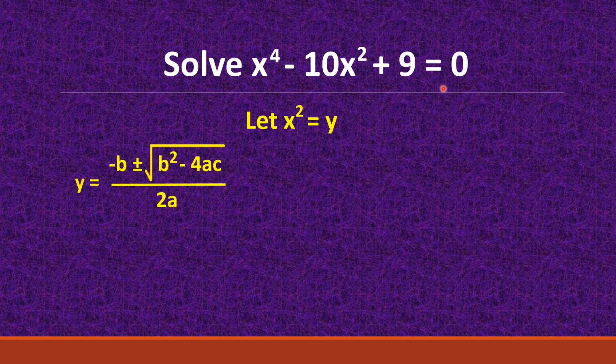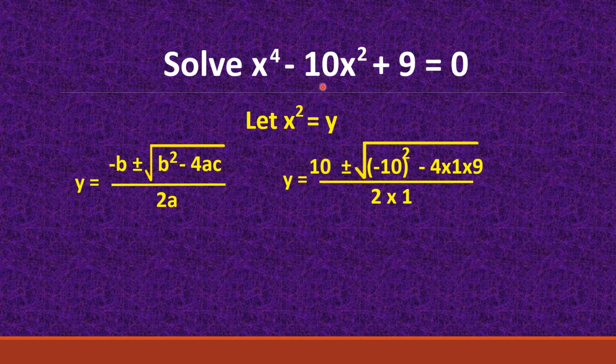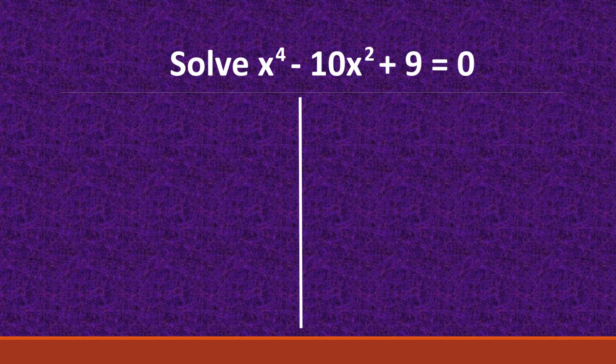Now we can apply the quadratic equation formula. Let us put these values in the formula. Minus 10 is put here. Here it is minus b. So, minus 10 becomes plus 10 plus or minus square root of b square, that is minus 10 square, minus 4ac, 4 into 1 into 9 divided by 2a, 2 into 1, that will be y is equal to 10 plus or minus square root of 100 minus 36 divided by 2. On solving the quadratic equation, we get y is equal to 10 plus or minus 8 divided by 2.